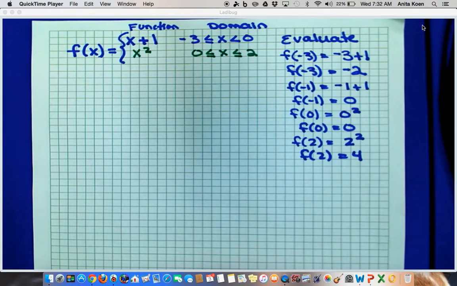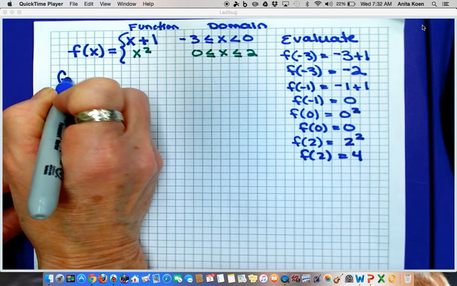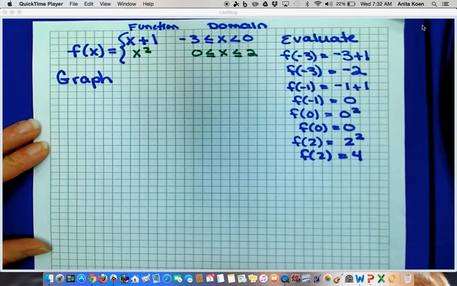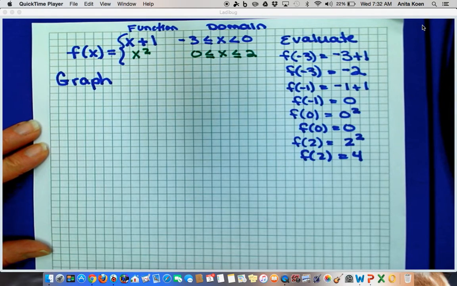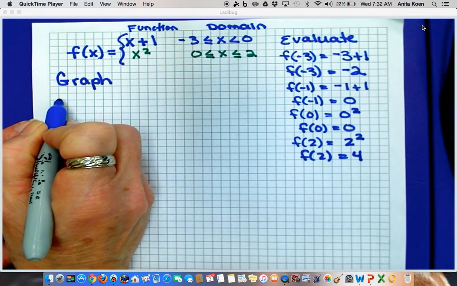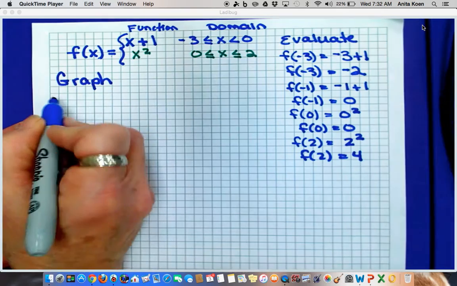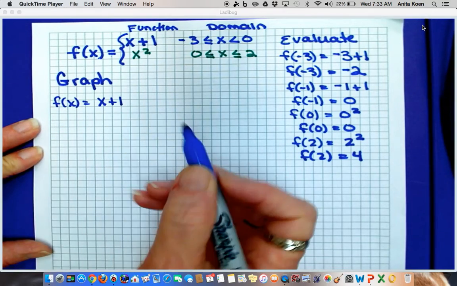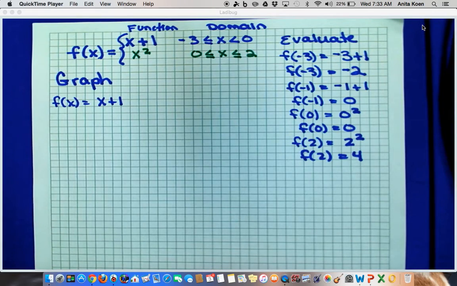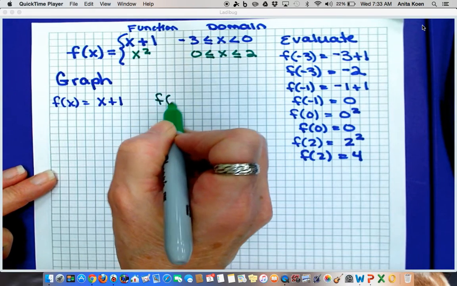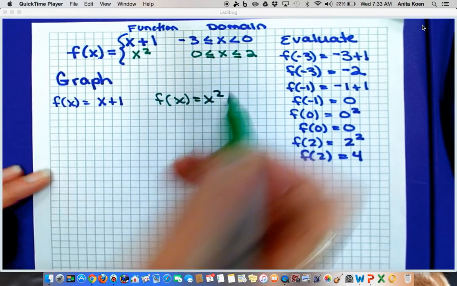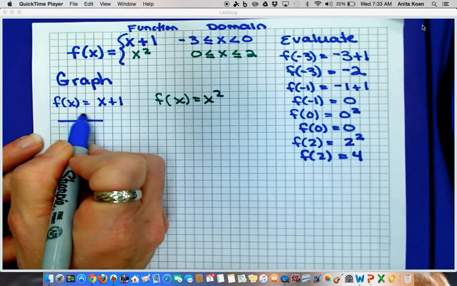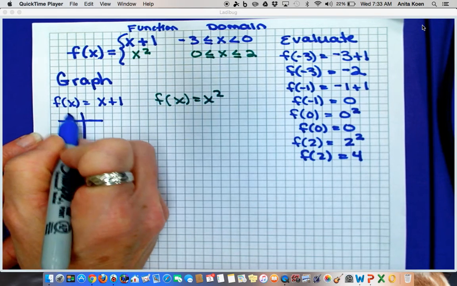Now the next thing we want to do is graph this piecewise function. So I'm going to try to color code the graph so that you can see what's going on. First of all, we are going to make tables. So I have two pieces of the function that I have to graph. I'm going to graph first the f of x equals x plus 1. And then second, I'm going to graph f of x equals x squared. In order to do that, I'm going to make tables. Okay? The x's and the y's.